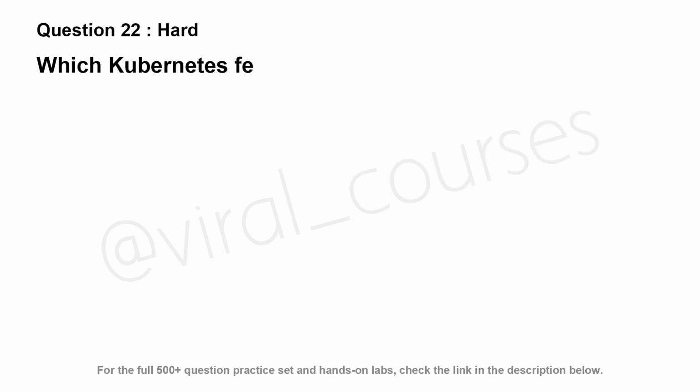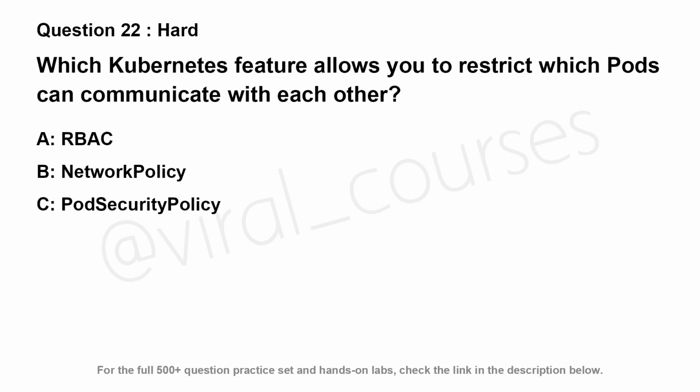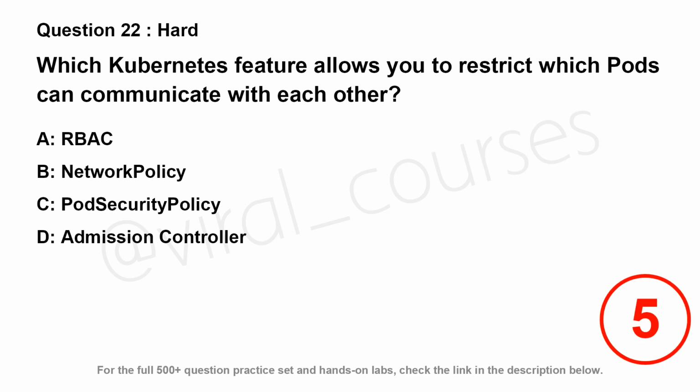Which Kubernetes feature allows you to restrict which pods can communicate with each other? Option A, RBAC. Option B, Network Policy. Option C, Pod Security Policy. Option D, Admission Controller.